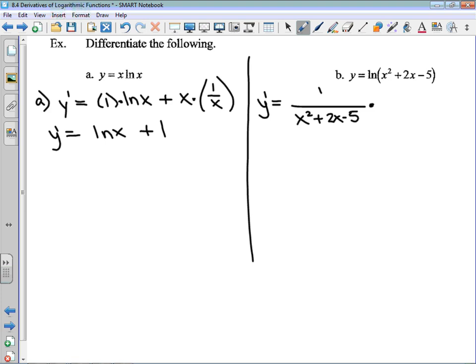In this case, x squared plus 2x plus 5. The derivative of that is 2x plus 2. So y prime is going to be 2x plus 2 over x squared plus 2x minus 5.